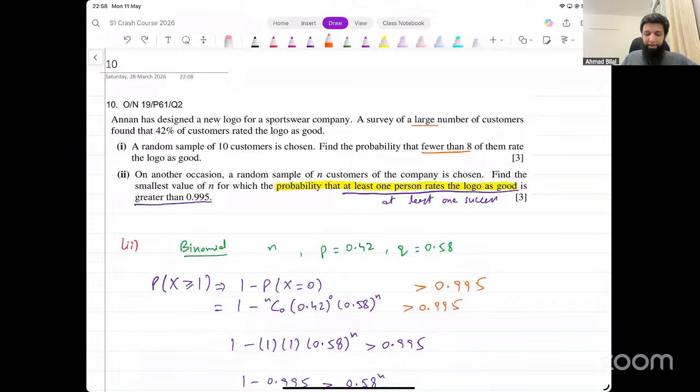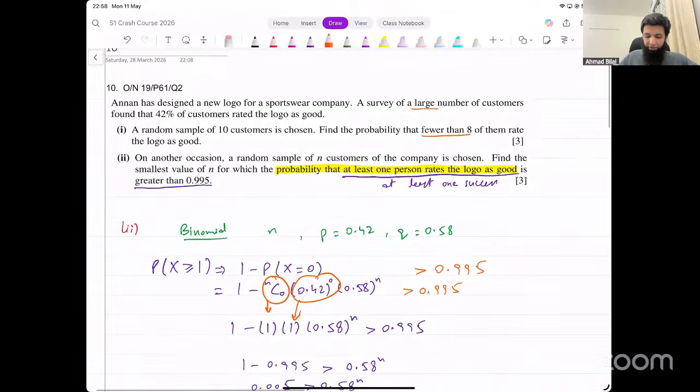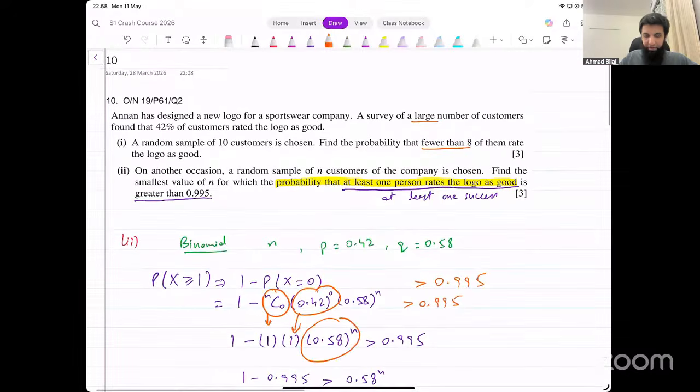Now think about it, nC0, what's that? That's just 1. 0.42 raised to power 0, that's also 1. All we are left with is 0.58 raised to power n from this term, okay? Now we solve this inequality.